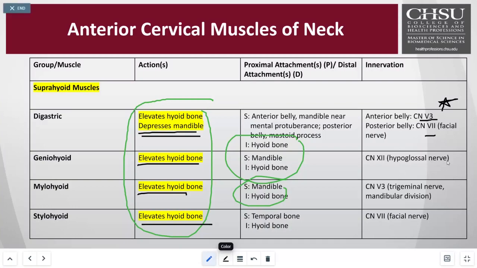Geniohyoid is the hypoglossal nerve. And then trigeminal V3, again, is for the mylohyoid, and the facial nerve is for the stylohyoid. So this part, there's just a little bit of memorization you're going to have to put in to know which one goes with which. There's some overlap, and there are some nuances, some differences. So this is the set that are above it. Make sure that digastric is the unique one.